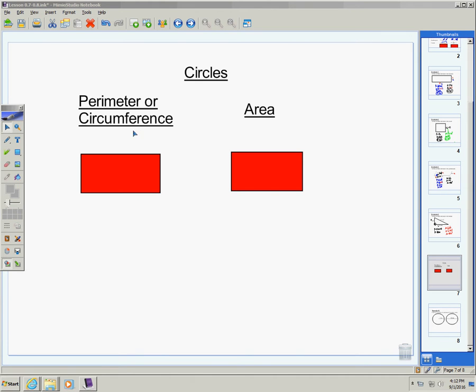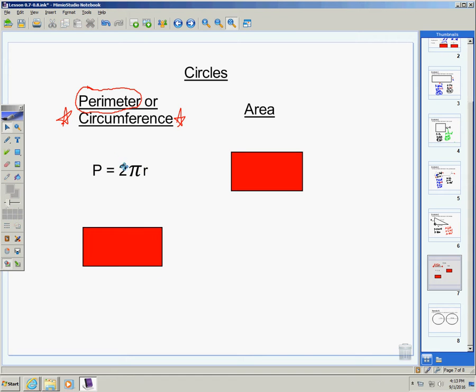to talk about our circles for perimeter or circumference, and we always talk about circumference with circles, but what I'm trying to show here is that it's the exact same thing as perimeter. Just perimeter for our polygons was the distance around the outside. Circumference is the same thing, the distance around the outside. And here's your formula, 2 times pi times r.